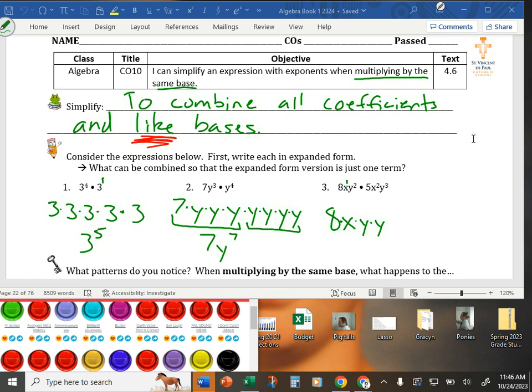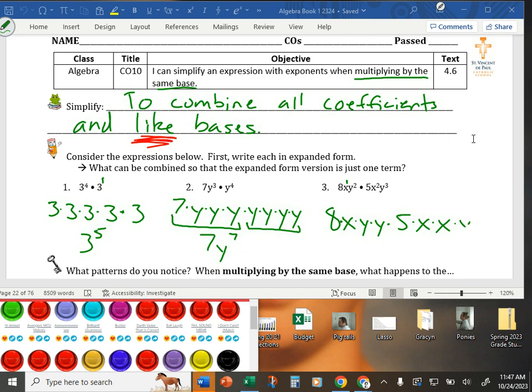And the next one, 5x squared y cubed. How many 5s are there? 1. It's a coefficient. That exponent of 2 only applies to the x. So how many x's are there? 2. And how many y's are there?